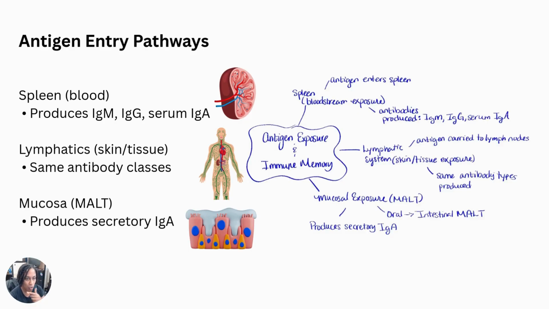So with spleen, we have 2 subtopics stemming from it. We have antigen enters the spleen, and then we have the antibodies that are produced, which are IgM, IgG, and serum IgA. With the lymphatic system, the antigen is carried to the lymph nodes, and the same antibodies are produced: IgM, IgG, and serum IgA. Lastly, we have mucosal exposure, oral to intestinal MALT, and in that there's a production of secretory IgA.